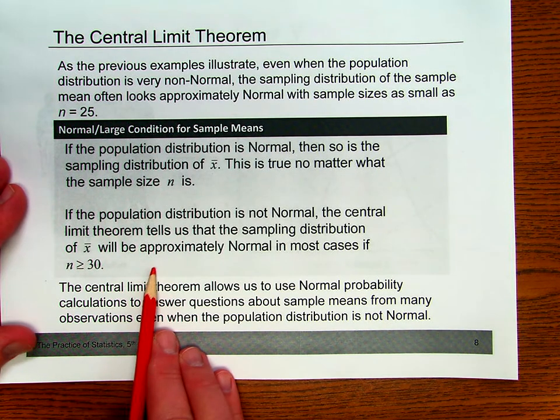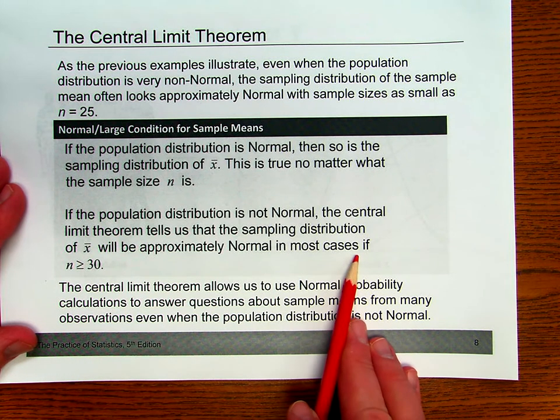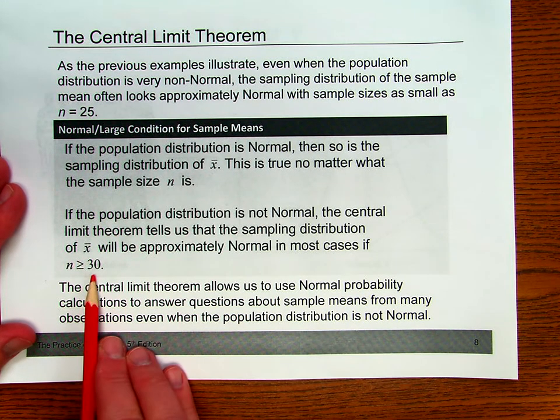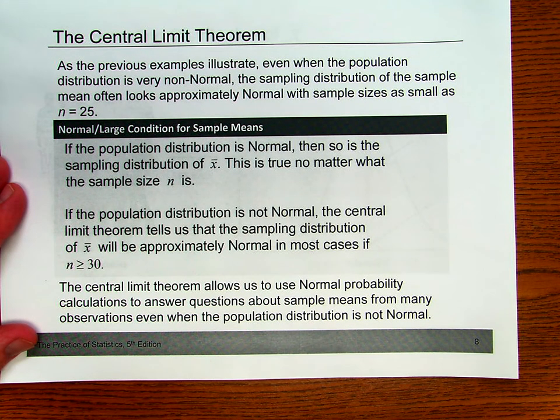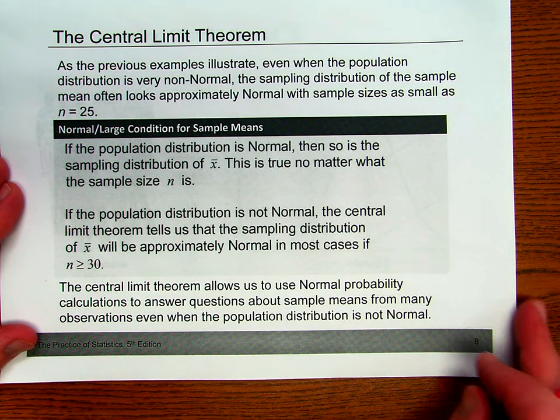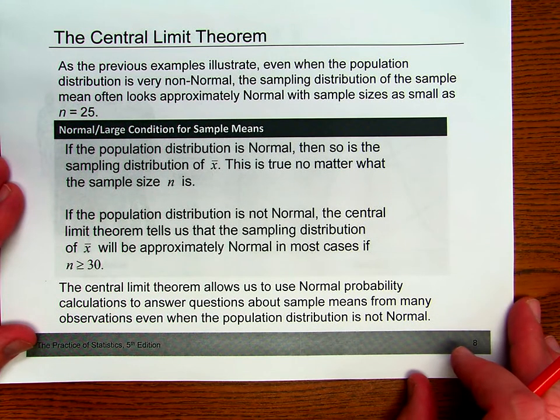Second part, if the population distribution is not normal, the central limit theorem tells us that the shape of the sampling distribution of X bar will be approximately normal in most cases if n is greater than or equal to 30. As far as what we do in this class, we can pretty much replace "most" with "all." And the reason why that's important: the central limit theorem allows us to use the normal probability calculations to answer questions about sample means from many observations, even when the population distribution is not normal.